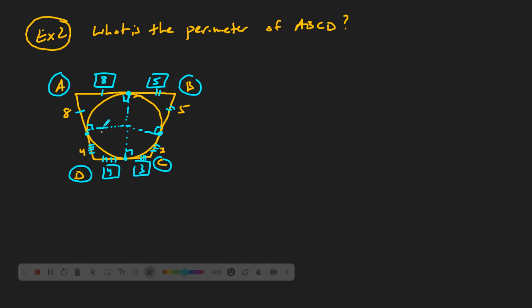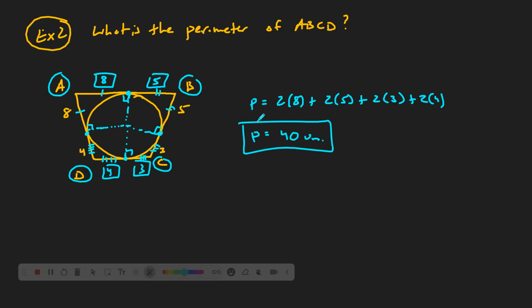And now we can see that our perimeter is made up of 2 8s, 2 5s, 2 3s, and 2 4s. So to find the perimeter, I'm going to do 2 8s plus 2 5s plus 2 3s plus 2 4s. You can do this however you want to. You can add them all up. I don't care at all, right? And when you simplify this, this will get you 40, and that's units because it's perimeter.